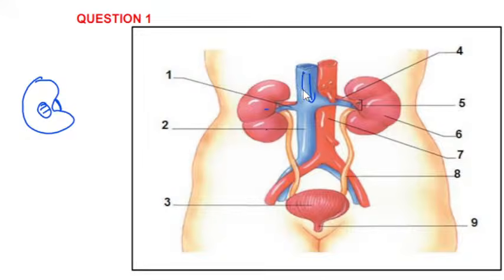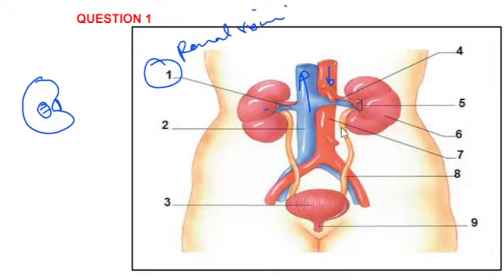So now this, basically, when it is blue, let me use the colors. When it is blue, it means that it's taking blood away. It is deoxygenated. When it is red, it is bringing blood to the organ. So it's more of oxygenated. So number 1 is going to become renal vein.